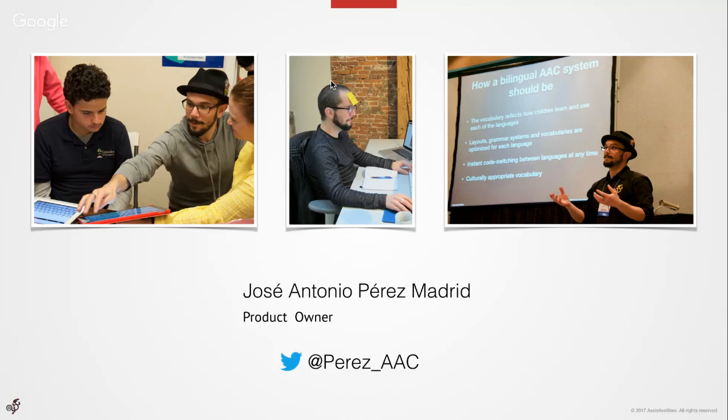So first, let me introduce myself. My full name is Jose Antonio Perez Madrid because I'm Spanish and we love really long names. My title in Assistiveware is product owner. That means that I'm involved in the design and production of basically all our products. I'm also the creator of the Spanish and French vocabularies in Prologo2Go, in the Crescendo vocabulary that's included in Prologo2Go. And at the bottom, you have my Twitter if you want to hit me there.